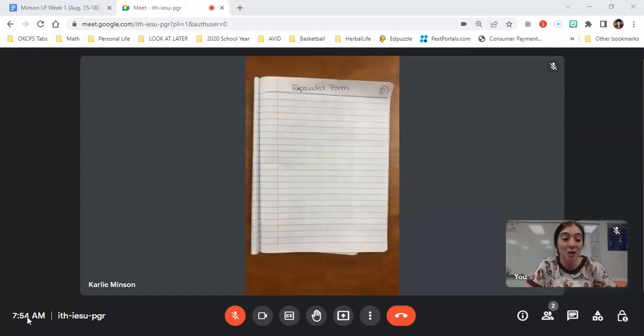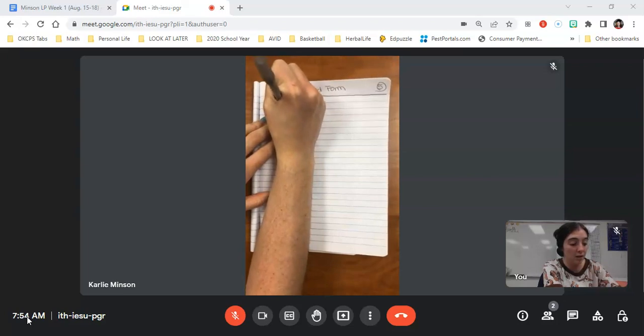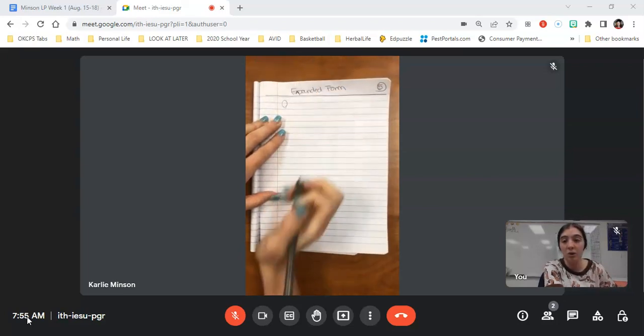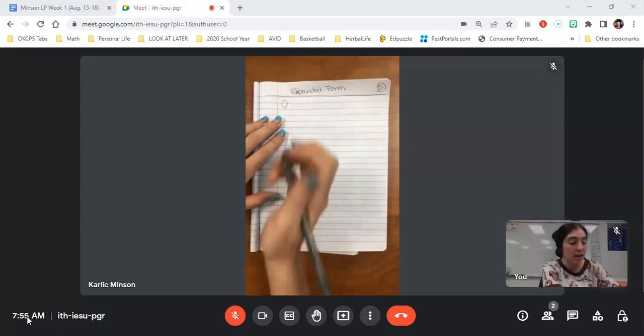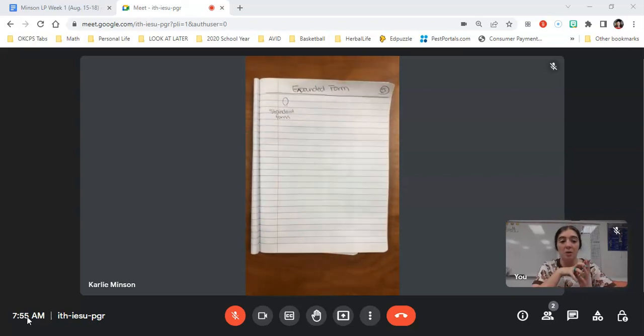I like to use the analogy of a balloon to help with expanded form. So if we think about when the balloon is flat, when we haven't put any air in it, that's kind of like our standard form for a number. That's the smallest version that number can be, or the most regular version that number can be. It's just that its form.